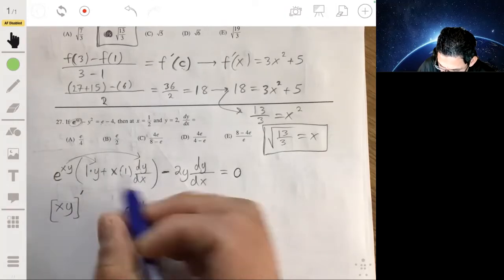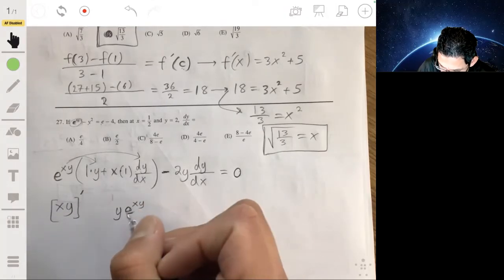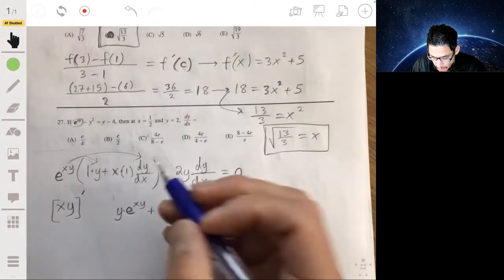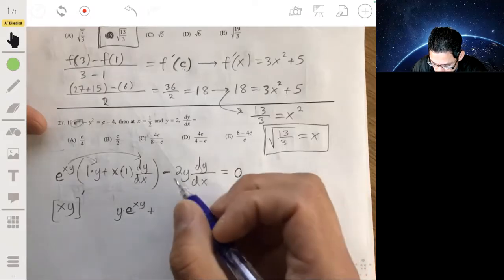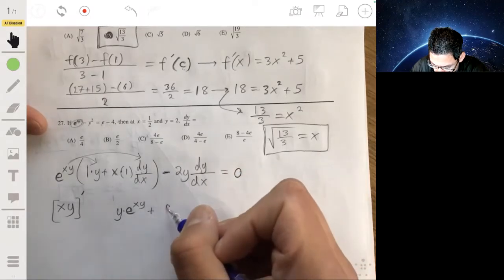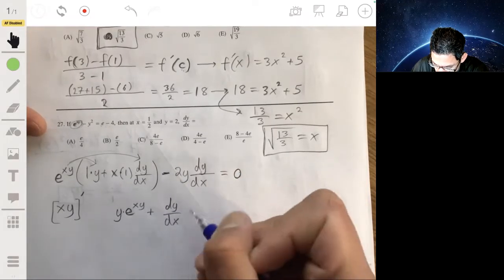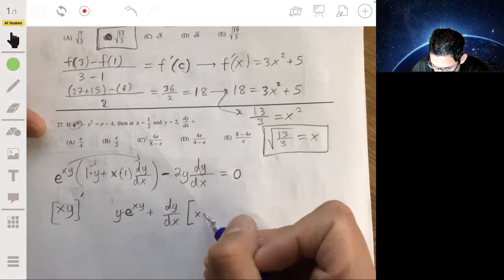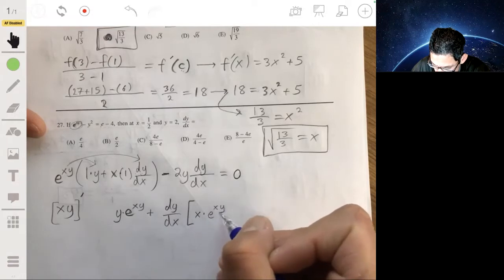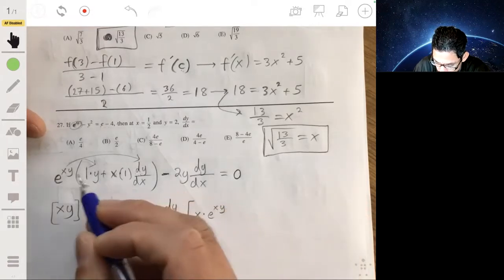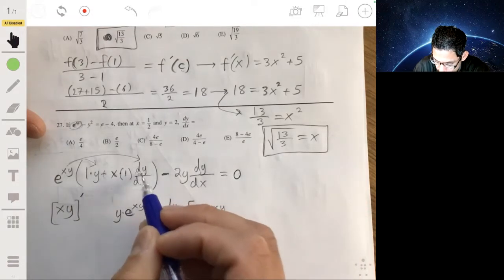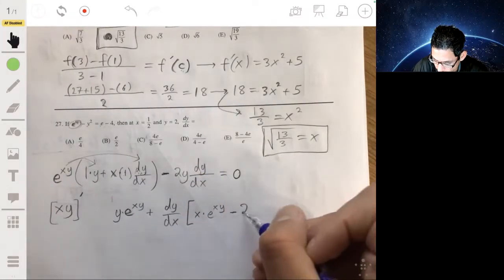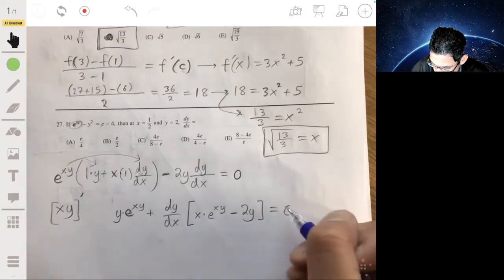And let me put the y in front, so it's a little easier to see. Y times e^(xy) plus, we have dy/dx. I'm going to put that outside first, times x times the e^(xy), because that takes care of that. But we also have the minus 2y being multiplied by dy/dx equal to 0.